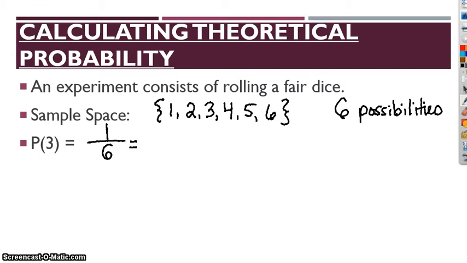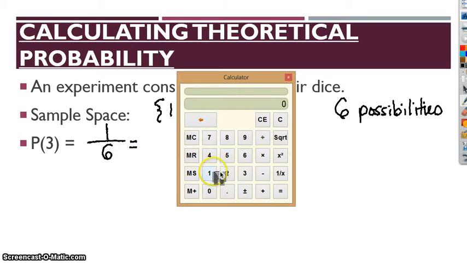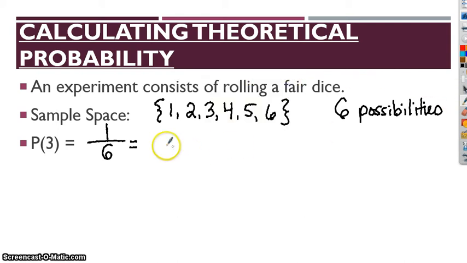Now we could convert that to a decimal by division. 1 divided by 6 is 0.166, which rounds to 0.17. And we could think about that as a percent, 17%. You have a 17% chance of rolling a 3.